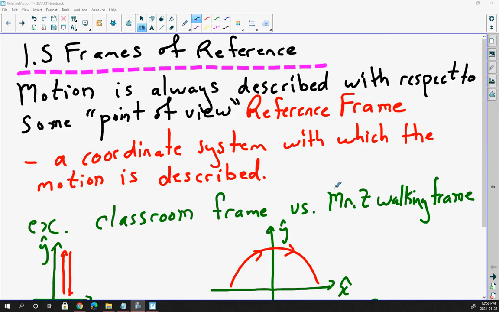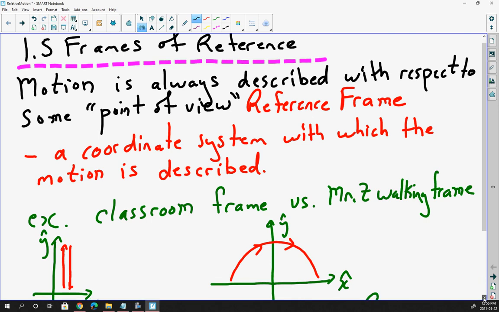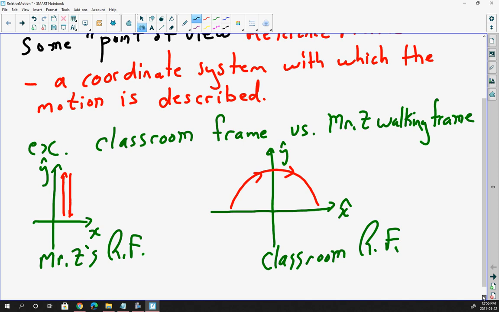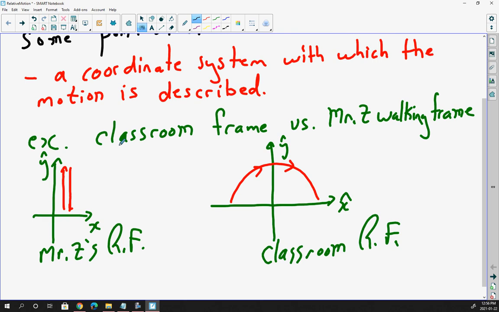So a quick recap here about reference frames. Section 1.5, quick recap. Motion is always described with respect to some point of view, a reference frame, a coordinate system with which the motion is described. And we talked about this one, be it with a train or a person walking. So for example, the classroom frame versus Mr. Zafiro's walking frame.